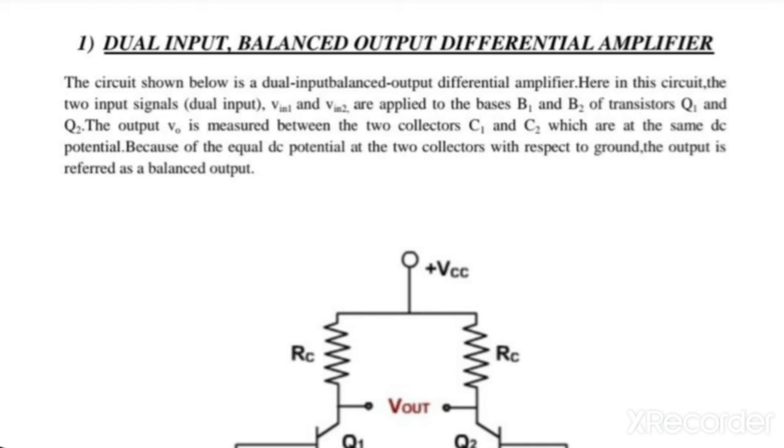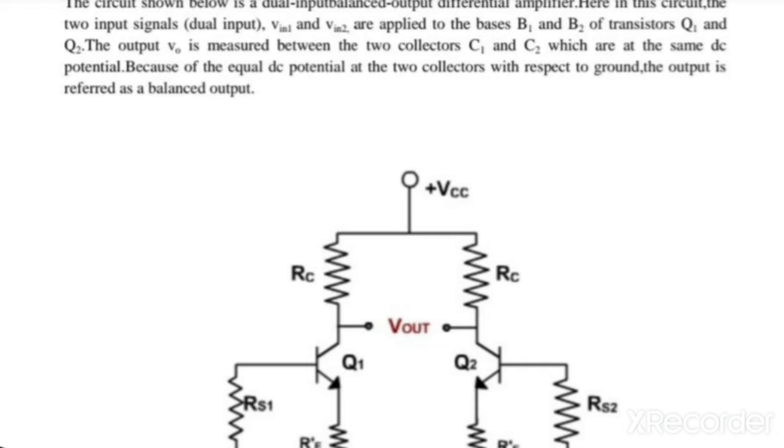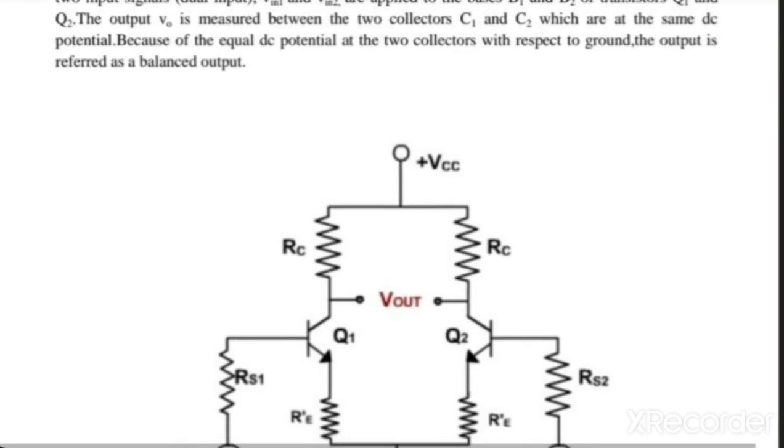Dual input balanced output differential amplifier. In the dual input balanced output differential amplifier, two input signals V input 1 and V input 2 are applied to the bases B1 and B2 of transistors Q1 and Q2 respectively. The output VO is measured between the two collectors C1 and C2, which are at the same DC potential, and because of this equal DC potential at the collectors with respect to the ground, the output is referred to as a balanced output.